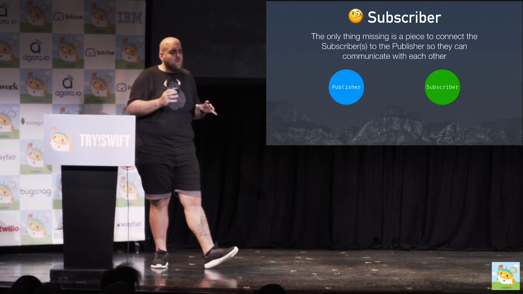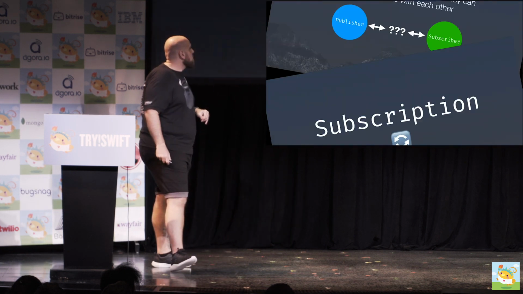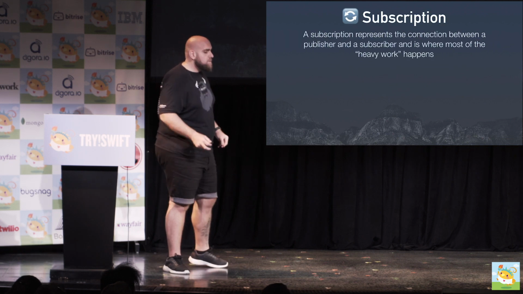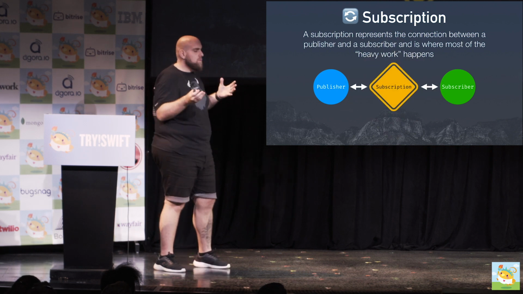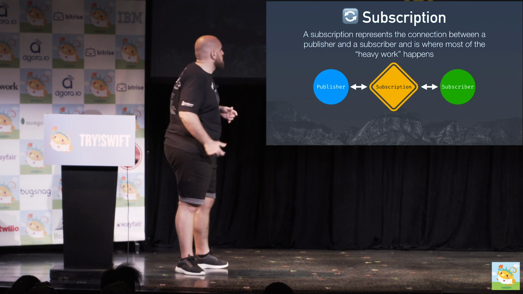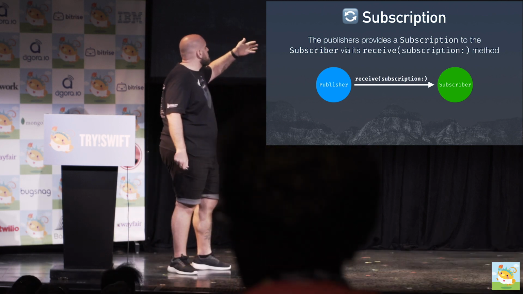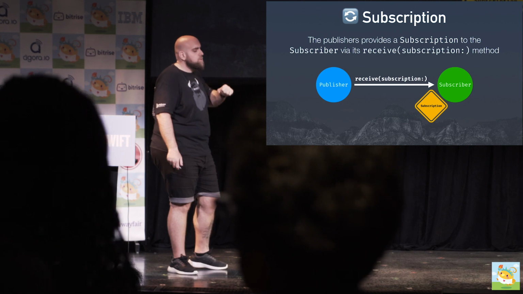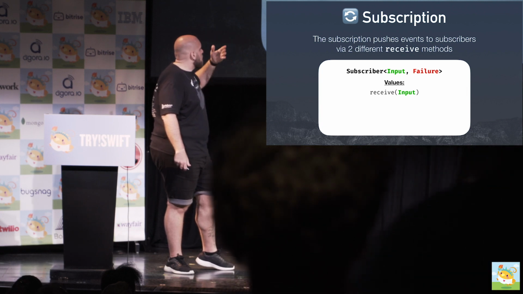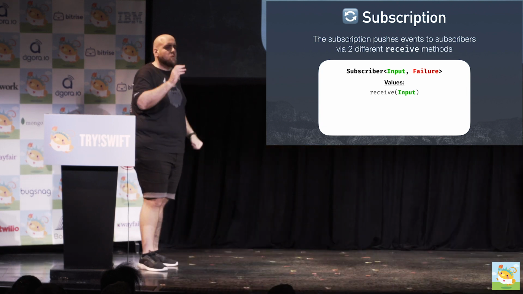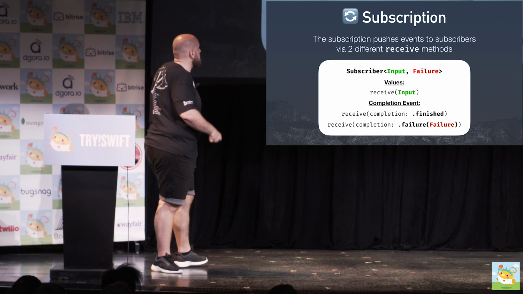So now the only thing we need is that between the publisher and the subscriber, there is this missing piece that lets them communicate with each other. And that piece is called a subscription. So a subscription really represents the heavy portion of the work, the connection between the subscriber and the publisher. It's really where most of the heavy work happens and where events are actually delivered to different subscribers. So the publisher initially creates a subscription and provides it to the subscriber using the subscriber's receive subscription method. It creates it and then just pushes it to it. And from that point on, it can send values to these subscribers with two methods. Either the receive input method, which lets you send values to these subscribers, or receive completion, which lets you send either of the two completion events we mentioned earlier.